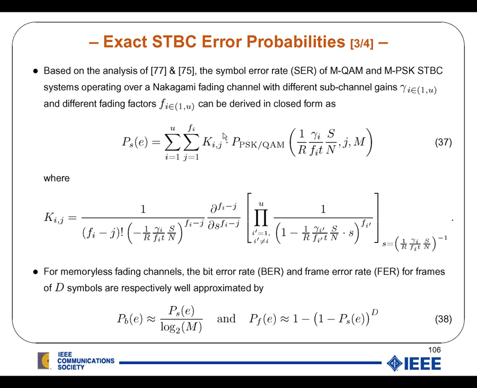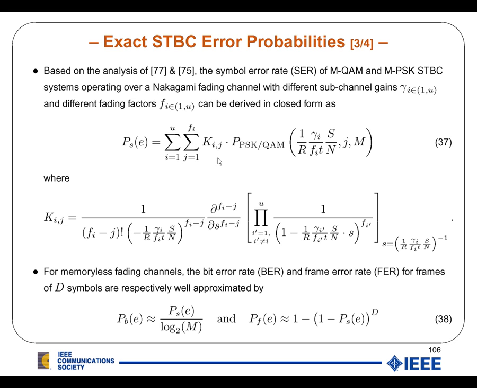Using these functions, we can now express in closed form the symbol error rate of such a distributed link, which is given through a summation here. So we use the summation over these coefficients which I had given you before, where inside as an argument we have in place of alpha 1 over r, where r is the rate of the spacetime block code, gamma_i is the gain of that subchannel, F_i is the Nakagami fading parameter of that channel, T is the number of transmit antennas, and S over N is the signal to noise ratio.